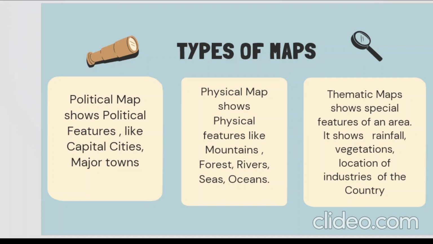A thematic map shows special features of an area. It shows rainfall, vegetation, and location of industries of the country.